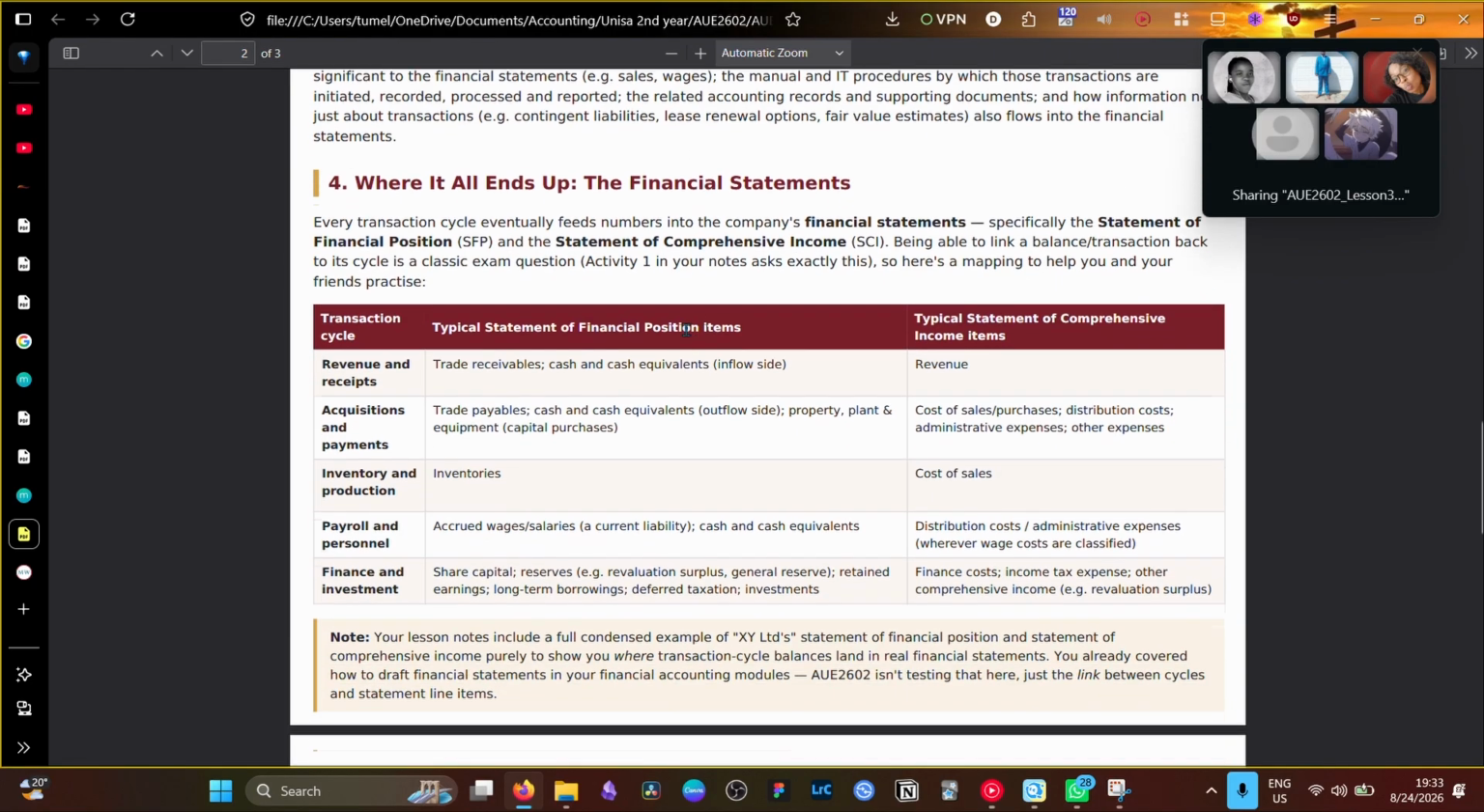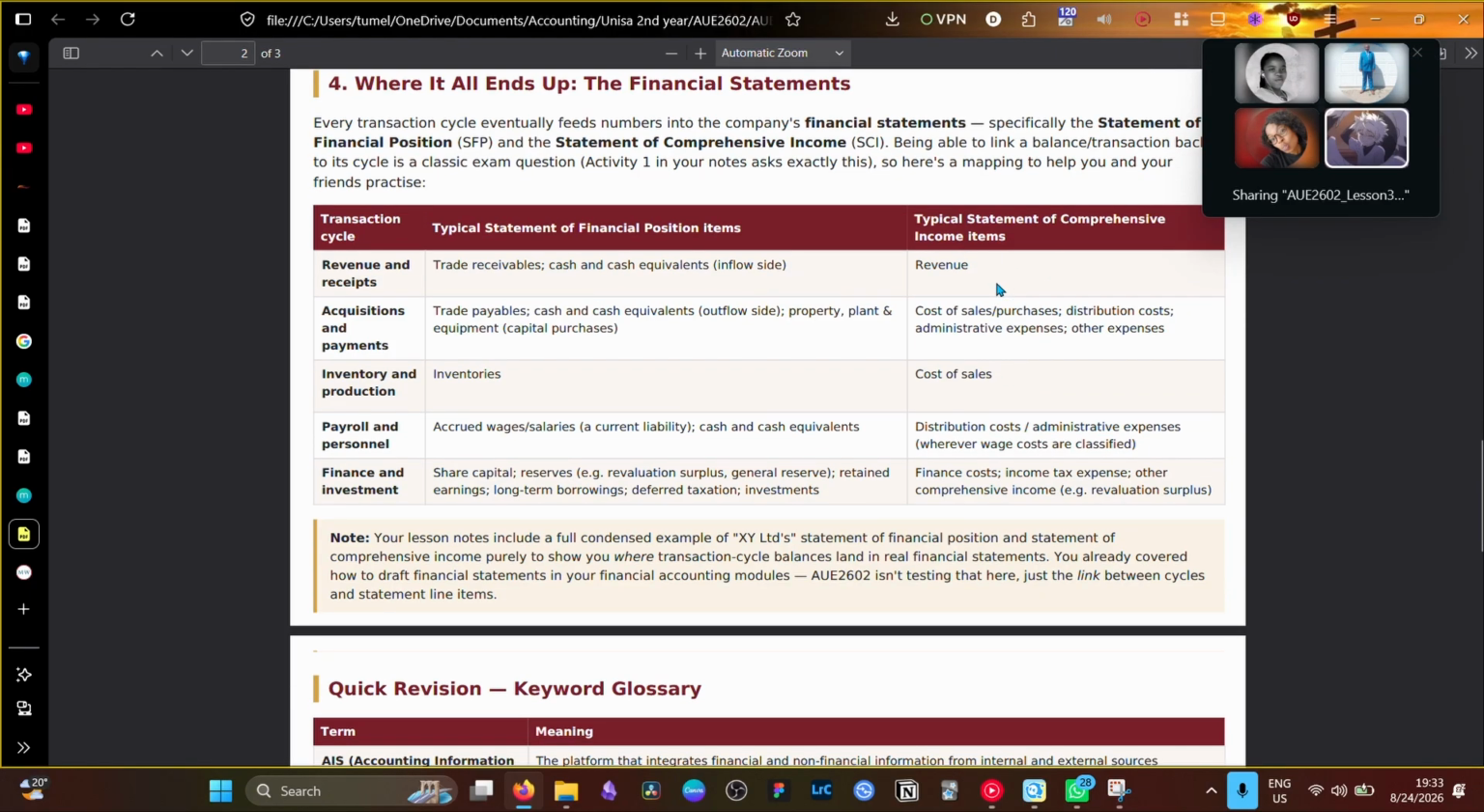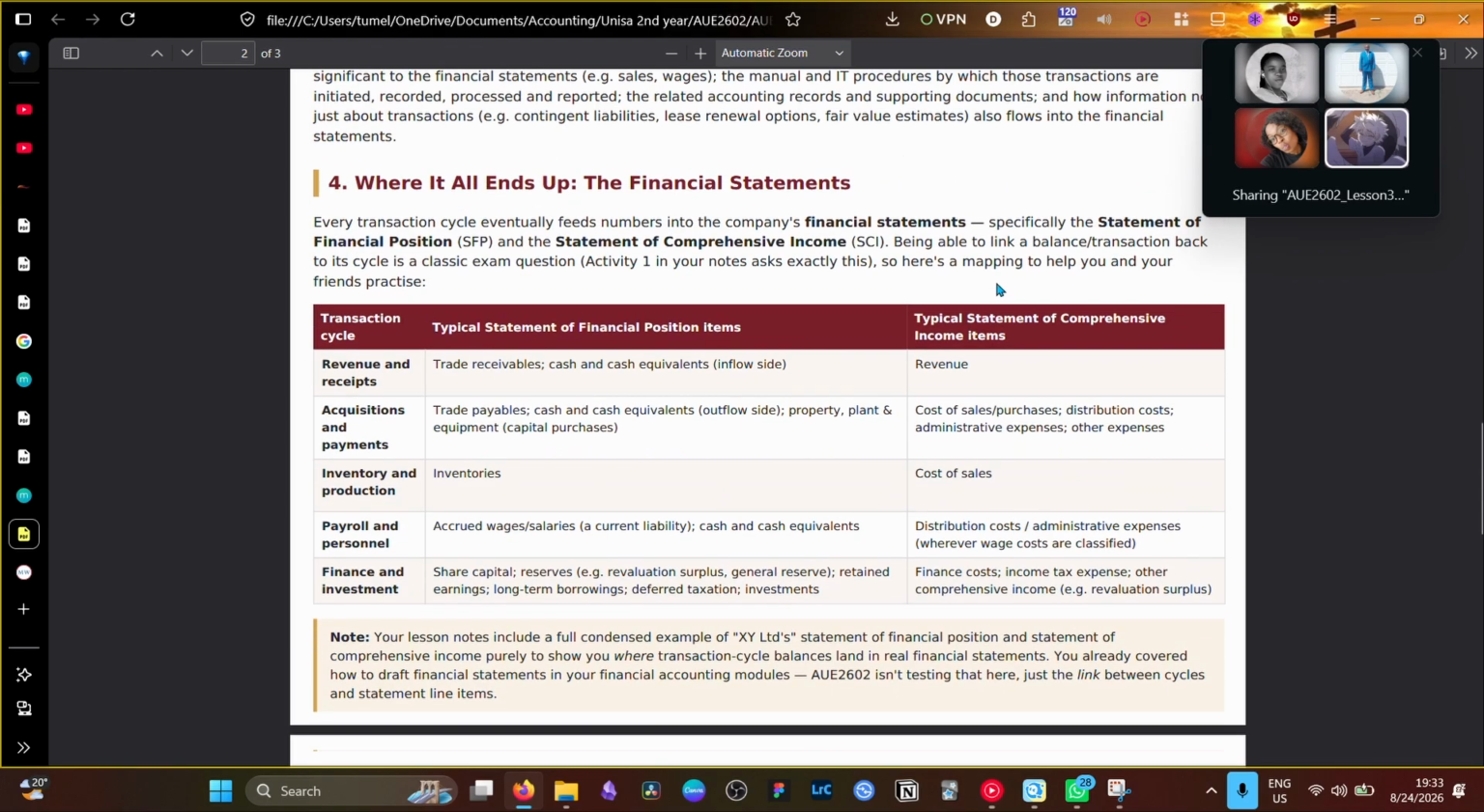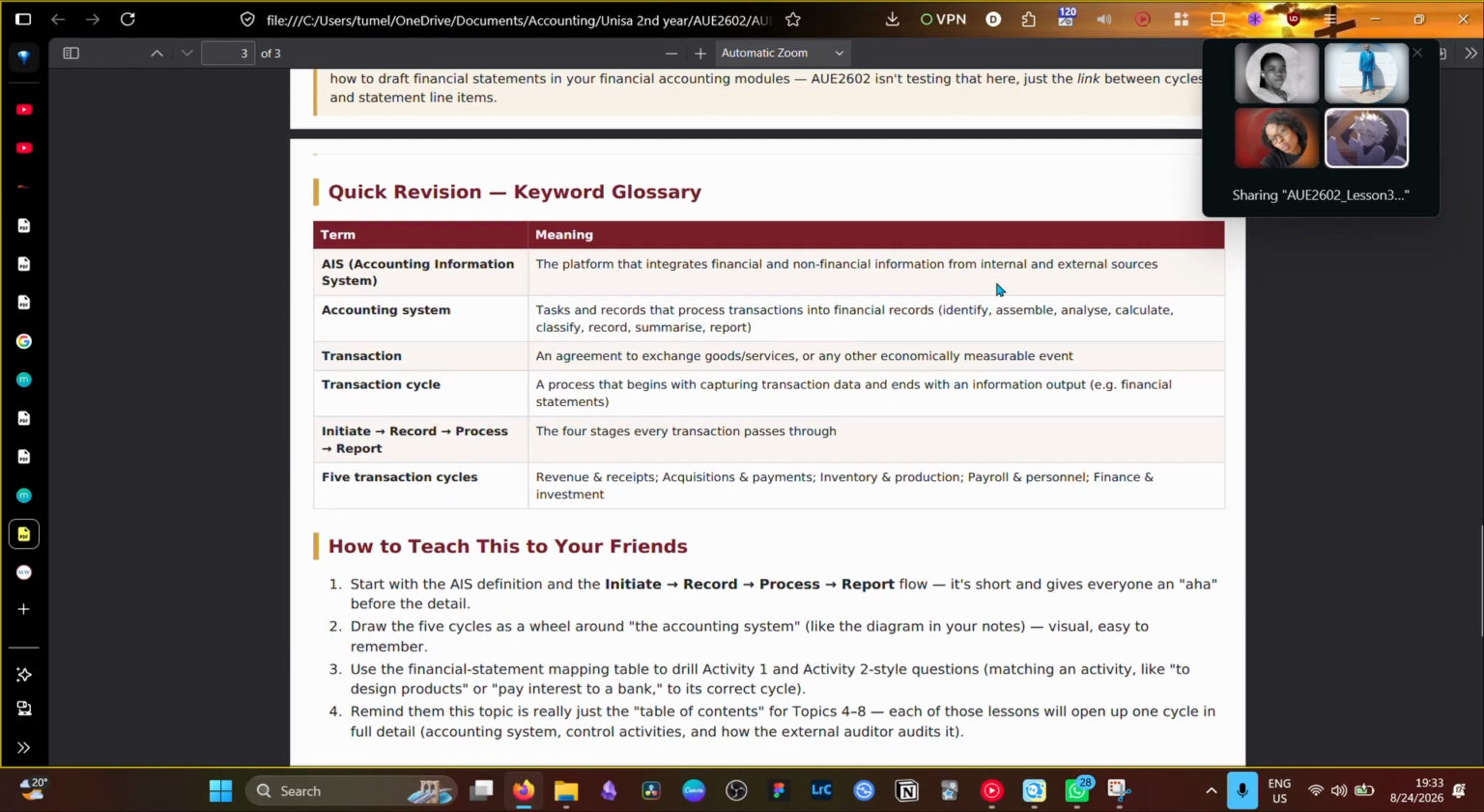So here is where it all ends up. This all ends up in the financial statements. Looking specifically at revenue and receipts, the typical statement of financial position items are usually trade receivables and cash and equivalents. In the statement of comprehensive income, it is revenue. And that is all for lesson 3.